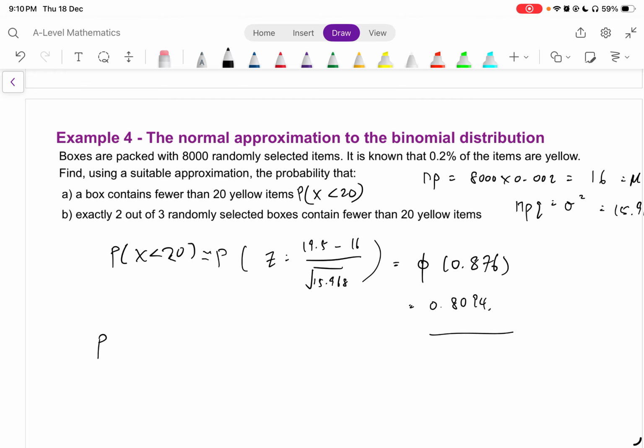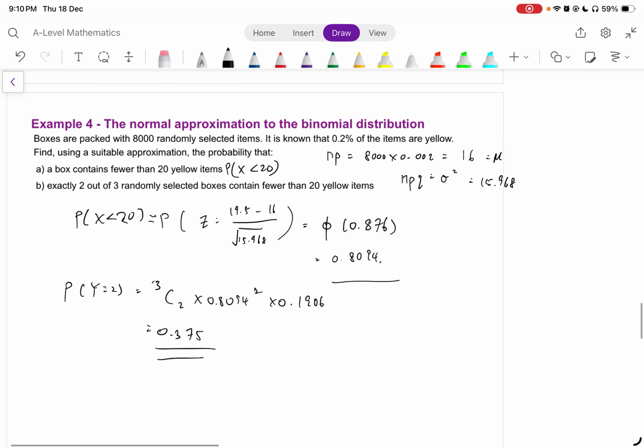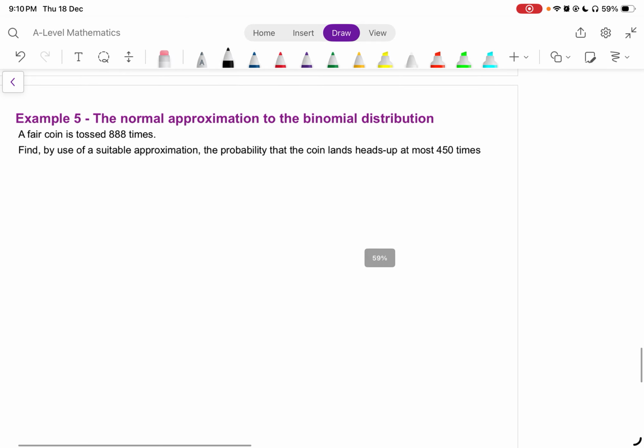So that results in, when y equals 2, a binomial distribution. 3 choose 2. Yep. And then we multiply it by our success rate squared, and then multiply by our fail rate. We can then get 0.375. That's how we can settle this probability question.